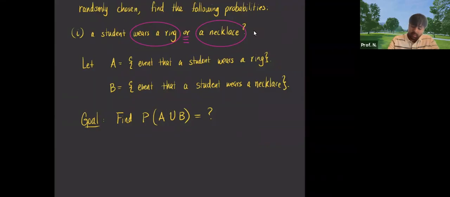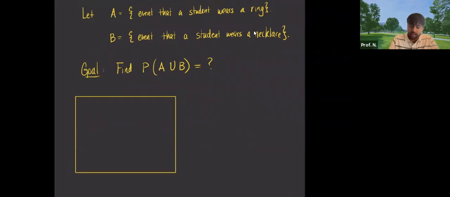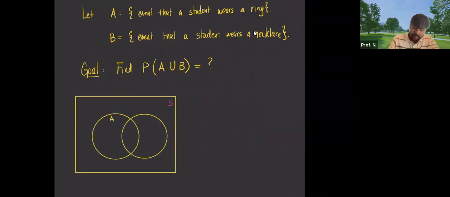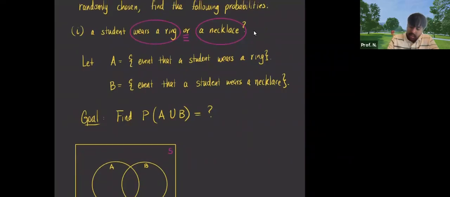And what also helps a lot in these kind of problems is drawing again. So we're going to draw this rectangle representing the sample space of this probability experiment. We're going to define the two circles as being the two events that we're concerned with, A and B, right? Where A is the people who wear rings, and B is the event that they wear necklaces. And I want to find the probability that the student wears a ring or a necklace, right?